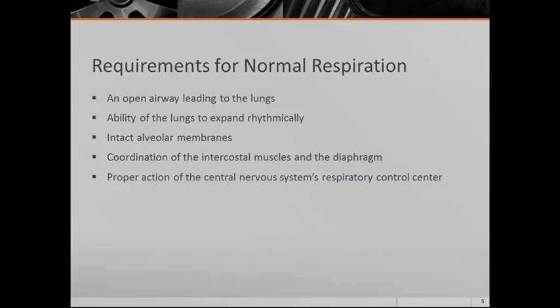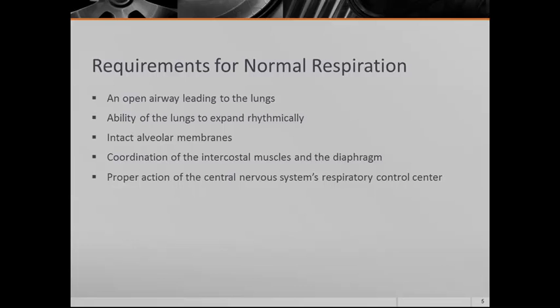Requirements for normal respiration: an open airway leading to the lungs, the ability of the lungs to expand rhythmically, intact alveoli membranes, coordination of the intercostal muscles and the diaphragm, and proper action of the central nervous system's respiratory control center. Our respiratory control center is the medulla oblongata.